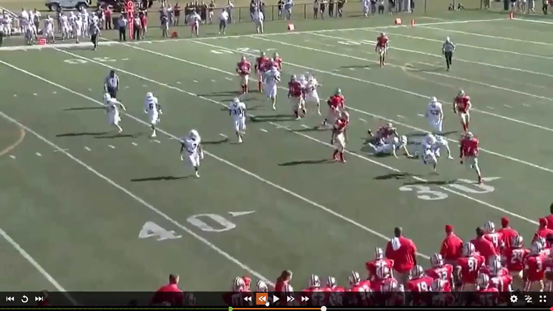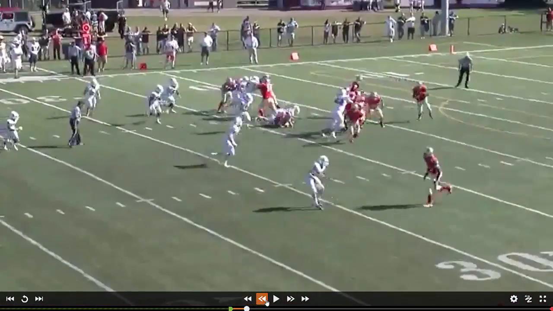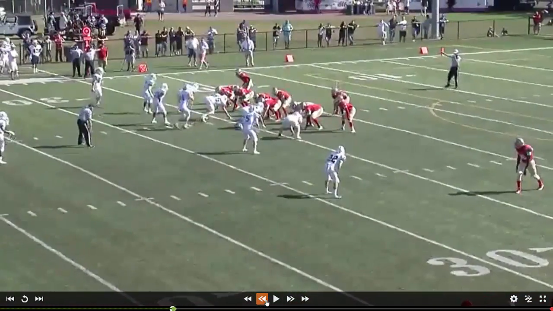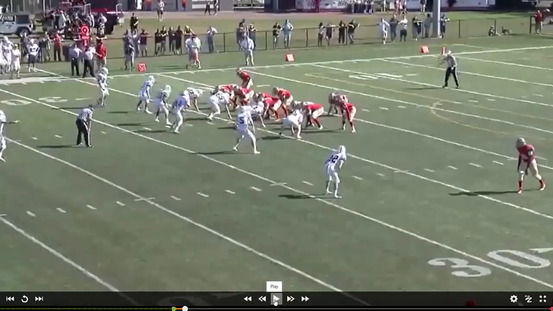So that's the basics of watching a play unfold on tape. So that way, when you go to play your rival or your next opponent, you can take a look at it and fill out the little sheet that I gave you. And this is a good way to scout.